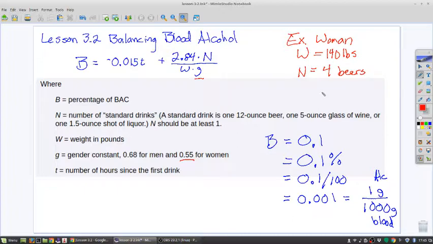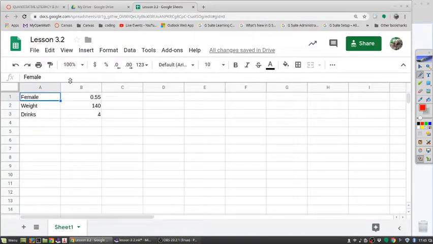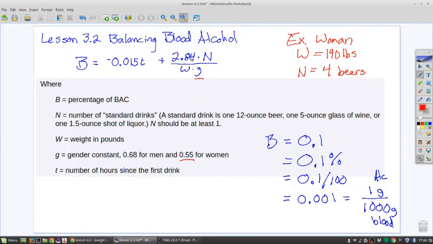So I'm going to use a spreadsheet as a calculator here to work that out. So let's hop over to my spreadsheet. And I've already entered in that I have a female, so we're going to use the gender factor of 0.55. The weight's 140 and they had 4 drinks. So we can simplify a little bit. If you look back at the formula, this N, W, and G all fit together to give this number right here, and then T is going to be our time in hours that's just going to go by. So let's make that calculation.